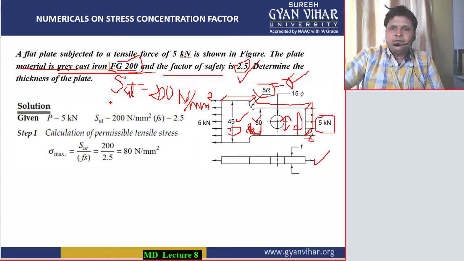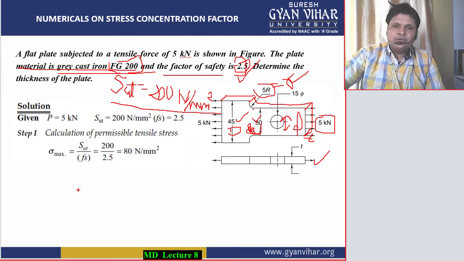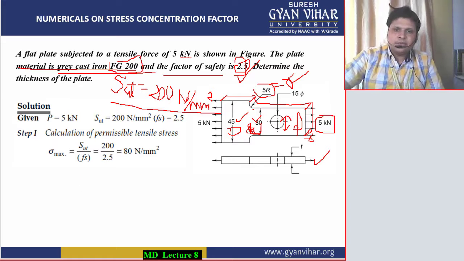And if you have SUT and the factor of safety is also given, then you can calculate the permissible value, the value which we have to take for designing purposes. So what will be that value? We all know that the factor of safety is equal to the ultimate tensile strength upon the maximum stress.